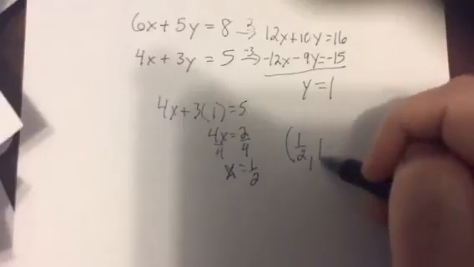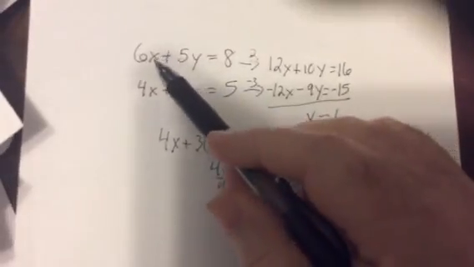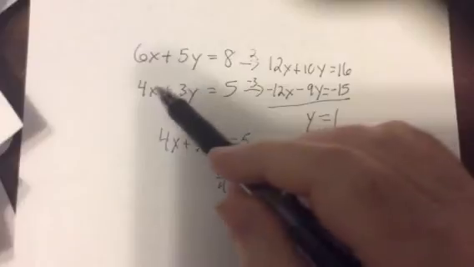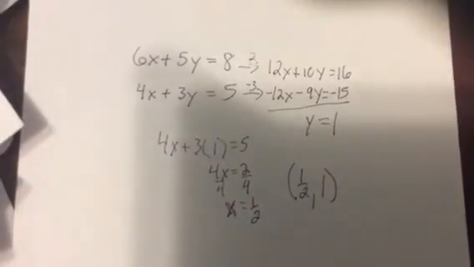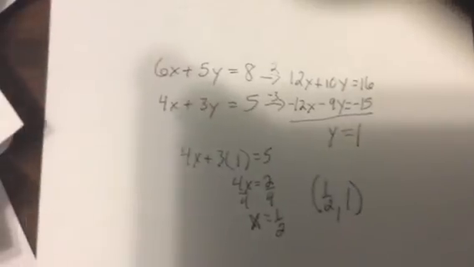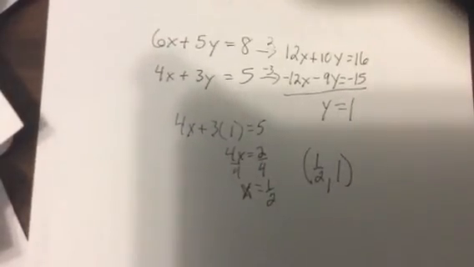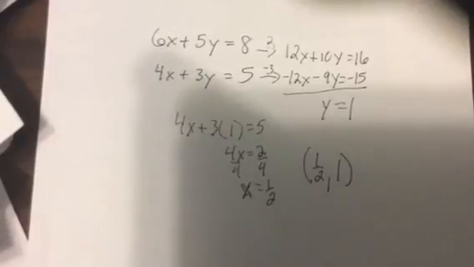So it's 1/2, 1. Let's check it. 1/2 of 6 is 3, plus 5 is 8. 1/2 of 4 is 2, plus 3 is 5. So this is the elimination method. Now, there's only one substitution, one elimination, but I'm showing you this because this is the stuff that people tend to get wrong. Now, I'm next going to move into polynomials and laws of exponents.